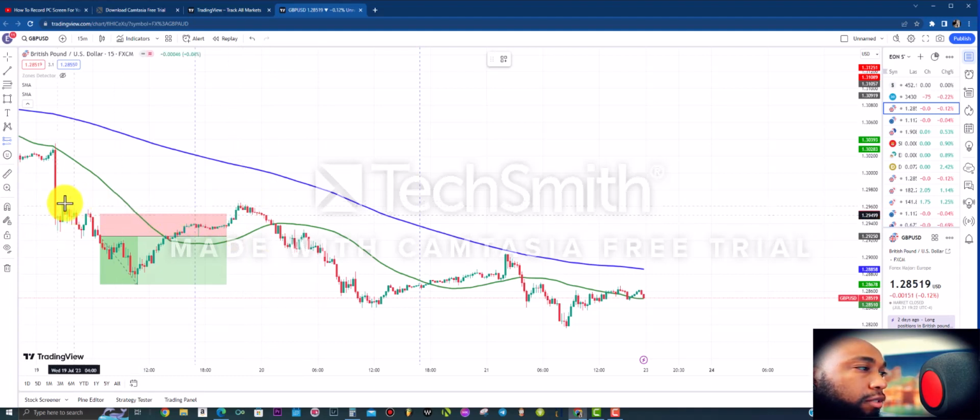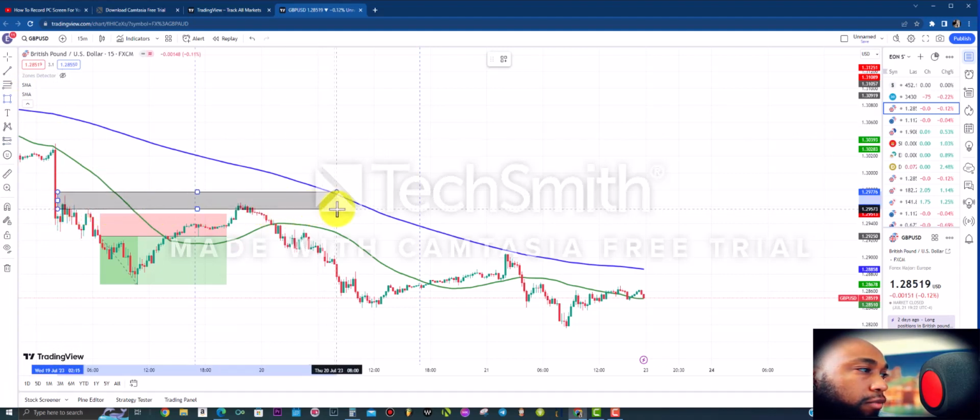Look to the left. You see this area here? That's where price rejected from. Right? So that's a double top. That's resistance, and it's being respected. Price pushes down, and the one that I like is the one right here.